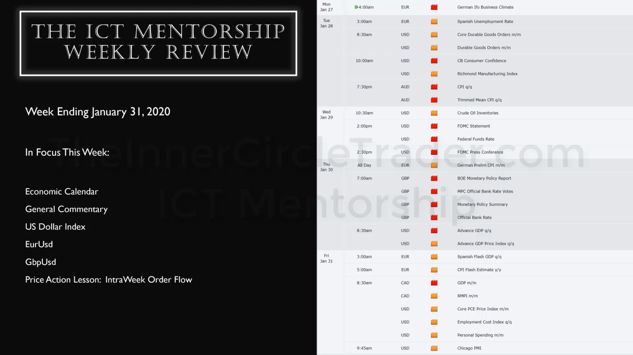8:30 a.m. high impact advanced GDP for dollar. Friday, we have 3 a.m. medium impact Spanish flash GDP and CPI numbers at 5 a.m. for Euro. High impact GDP Canadian dollar New York session 8:30 a.m. And the dollar has a few medium impact drivers for New York session as well. And then 9:45 we have Chicago PMI. Okay, so the price action lesson for this week will be intra-week order flow.